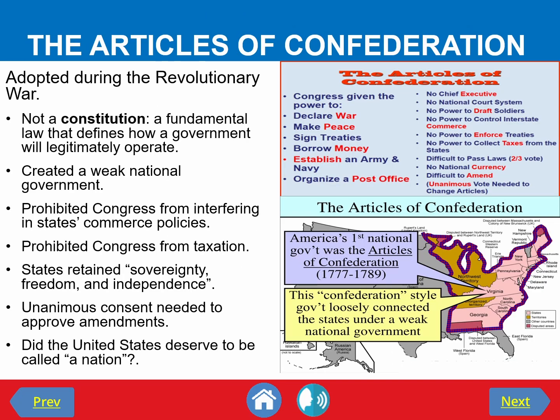A constitution is a basic law that defines how a government will legitimately operate, the method for choosing its leaders, the institutions through which these leaders will work, the procedures they must follow in making policy, and the powers they can lawfully exercise. The U.S. Constitution is exactly such a law. It is the highest law of the land. Its provisions define how power is to be acquired and how it can be used.